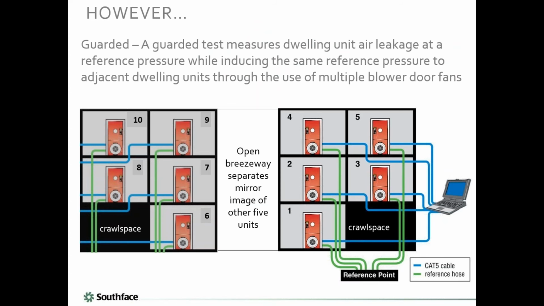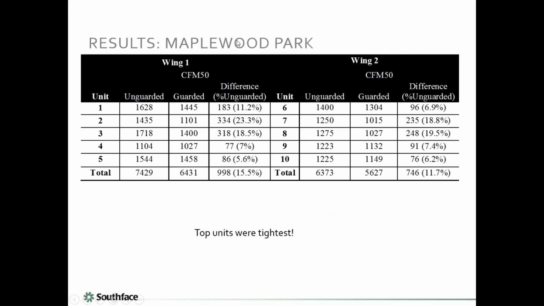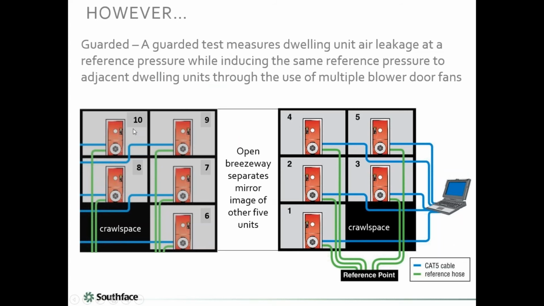So we have some coworkers who were involved in another project partnering with Oak Ridge National Labs, and they looked at several other units. Just to share a little bit, this is their definition of guarded and unguarded. This was an unguarded test, testing one unit all by itself, and then a guarded test. There were actually 5 units, mirror imaged across the central stairway breezeway with another 5. They were able to test each unit individually, and then also test each unit with all the other units pressurized or depressurized. It was interesting, and a good way to tell the difference. And this is some of their test rig, and you can see they just had a blower door everywhere.